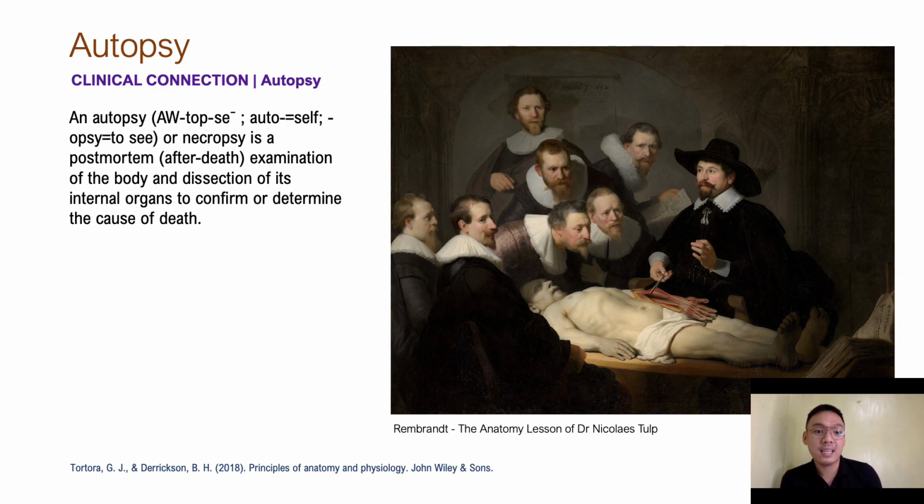Autopsy. An autopsy or necropsy is a post-mortem or after-death examination of your body and dissection of its internal organs to confirm or to determine the cause of death. This is a very nice painting by Rembrandt, The Anatomy Lesson of Dr. Nicolaes Tulp.